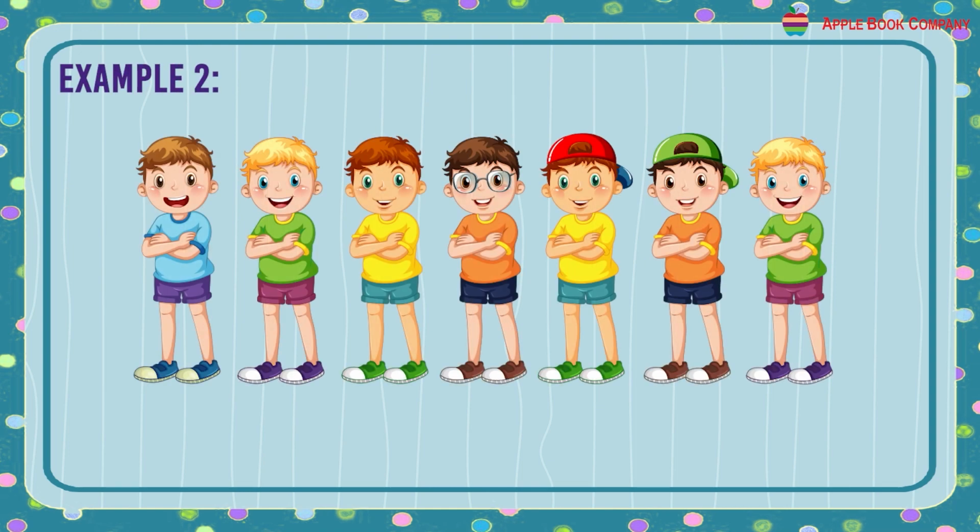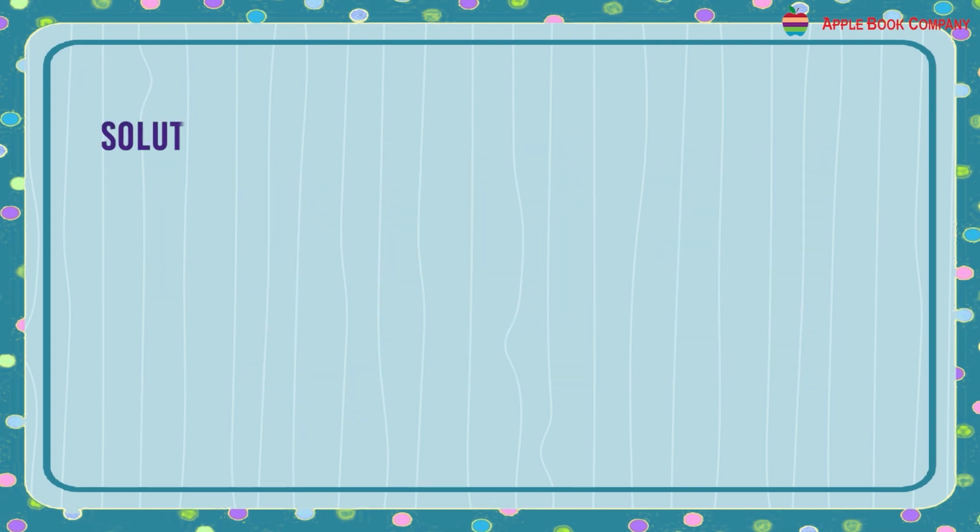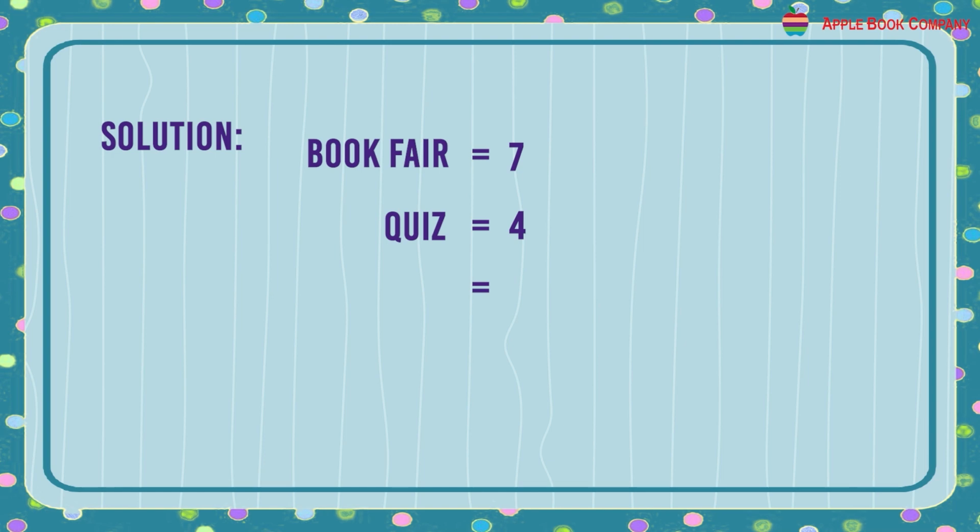Now let's see example 2. If 7 boys went to a book fair and 4 of them went for the quiz, then what fraction of them remained at the book fair? Now write down the solution. Number of boys who went to the book fair is equal to 7. Number of boys who went for the quiz is equal to 4. So number of boys who remained at the book fair is equal to 7 minus 4, which is equal to 3. Now the fraction of boys who stayed at the book fair is 3 by 7.